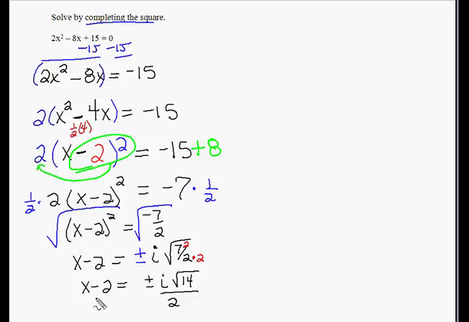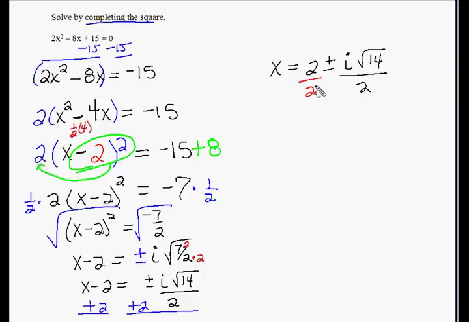So we have one more step to try to get x alone. If we add 2 to both sides of the equation, we'll have our final answer. X is equal to 2 plus or minus i square root of 14 divided by 2. Unless, of course, you want to get a common denominator and write this as one fraction. So putting a 2 both in the denominator and the numerator, we could write this answer, x is equal to 4 plus or minus i square root of 14 all over 2.